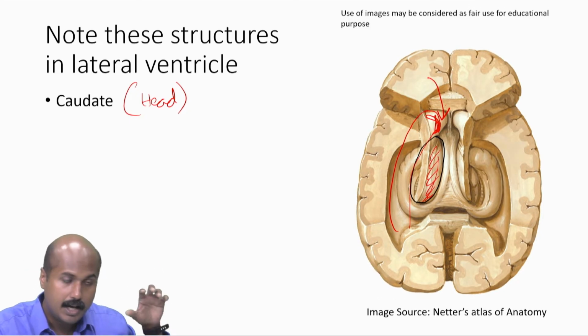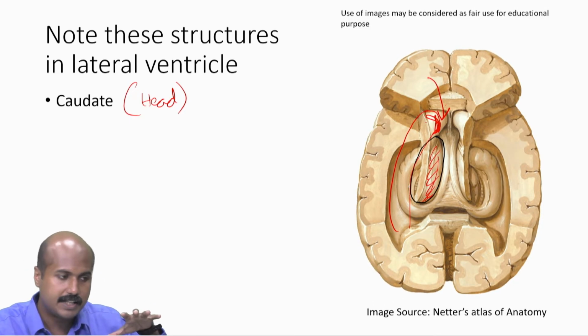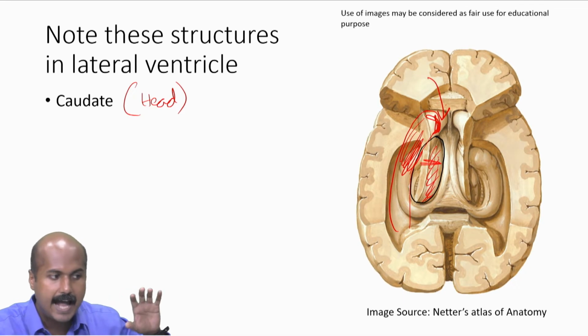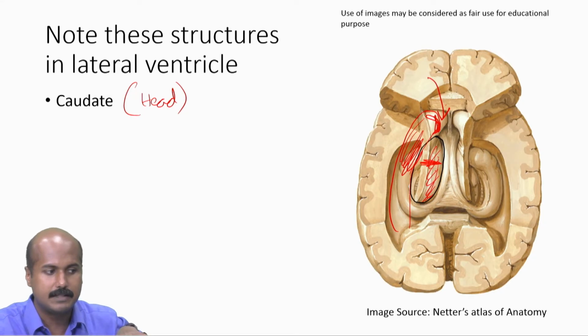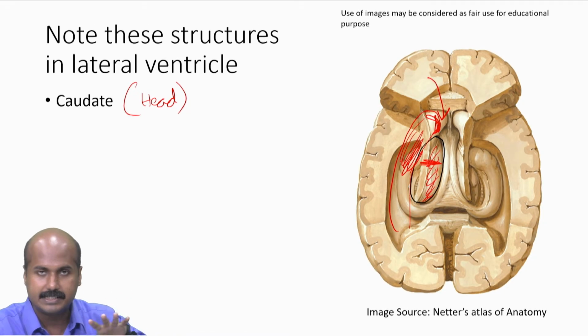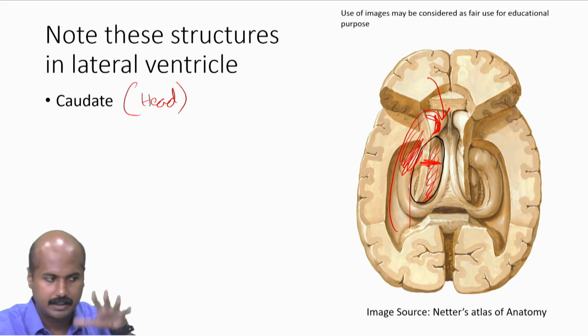If you look at the body of the lateral ventricle, you have the body of the caudate, which is here, and the superior surface of the thalamus, which is over here. Okay, these are the relations of the floor of the lateral ventricle in the anterior horn and in the body.